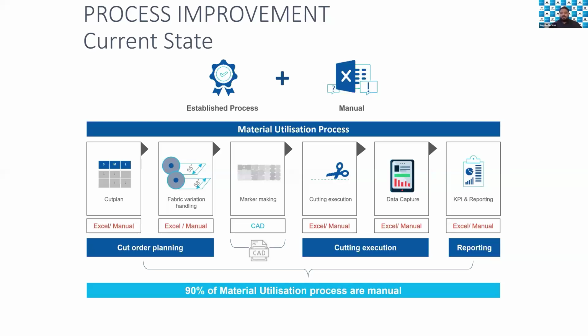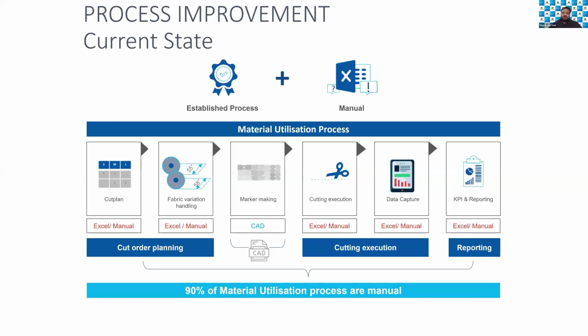So next is the fabric variation handling. As we know, fabric is not a consistent material. Width, weights, and stretches vary from one batch to another, which makes optimization very difficult. Right now, these variations are also managed manually, and this reliance on manual adjustment increases the risk of error and mismanagement, leading to either overuse or underuse of fabric, both of which are costly.